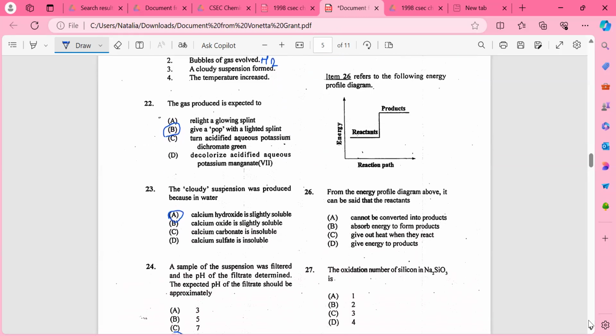Here we have an energy profile diagram. From the energy profile diagram, this reaction is going to be endothermic because the reactants have less energy than the product. So it says cannot be converted to product.